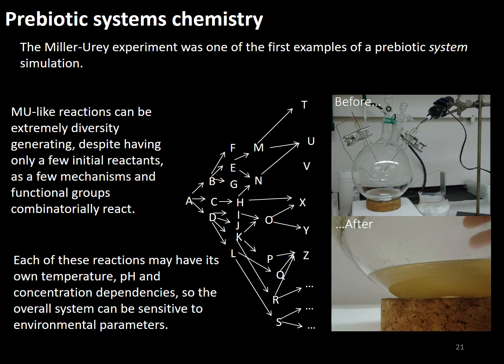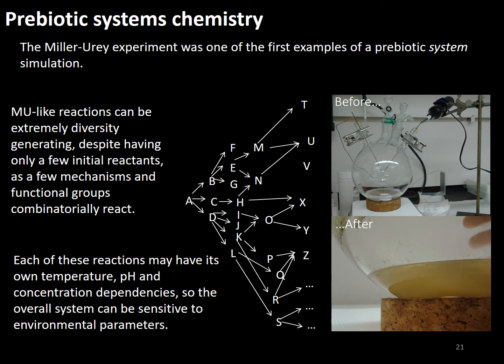So how does the Miller-Urey experiment make this kind of organic diversity? As I said, I think it's an example of systems chemistry sort of thinking. Basically, a few simple gases are converted into a few reactive intermediates. Those intermediates can further react to form products. Those products can react again with those products, and you get a cascade of combinatorial diversification of products. And what's important to keep in mind is that each of these individual reactions can have its own kinetic parameters as determined by temperature, pH, concentration dependence, and so on. And so the overall system can be somewhat sensitive to environmental parameters, right?